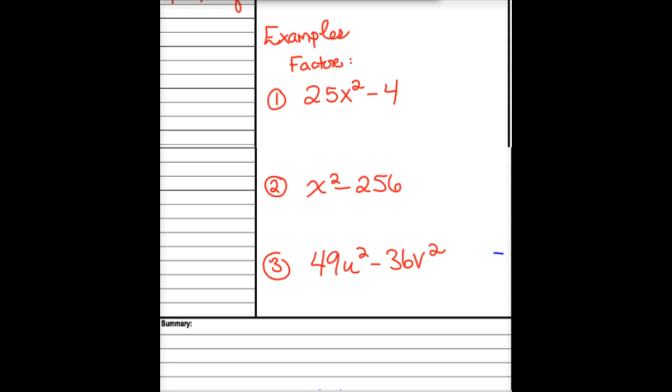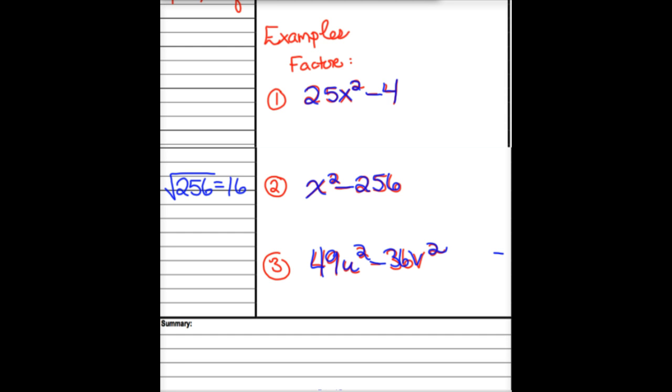Each one of these is what we'd call a difference, because of the subtraction, of perfect squares, because this is 5 times 5, this is x times x, and this is 2 times 2. This is x times x, and this is, oh, what if you don't know? You go to your calculator and you take its square root. If you were to go on the calculator and do the square root of 256, a 16 will pop out. So that's 16 times 16. This is 7 times 7. This is u times u. This is 6 times 6, and this is v times v.